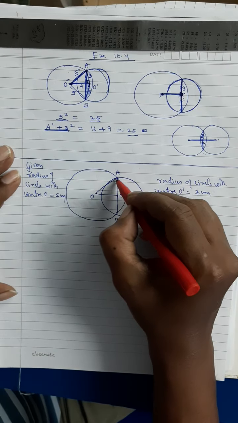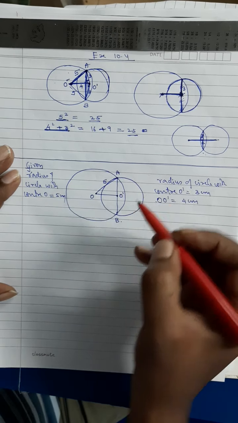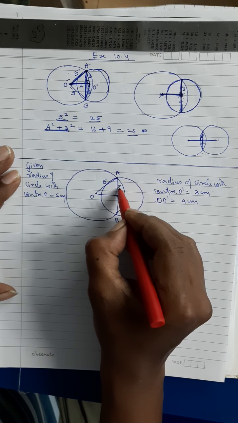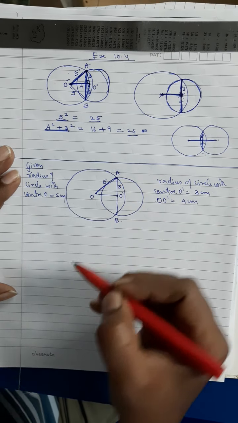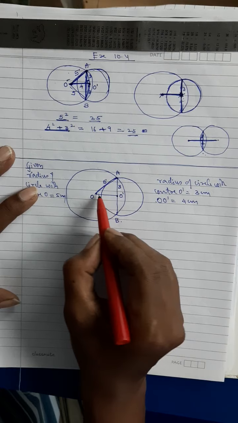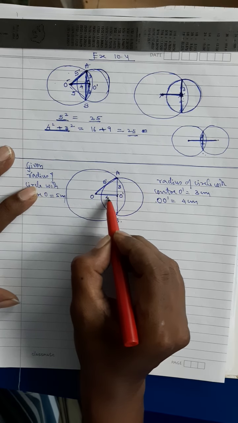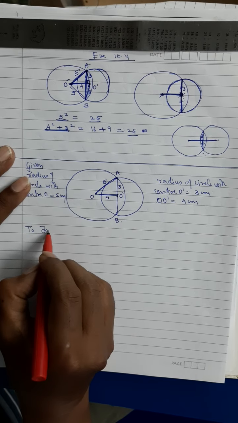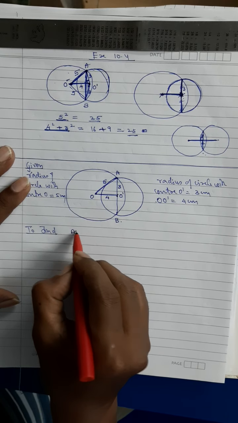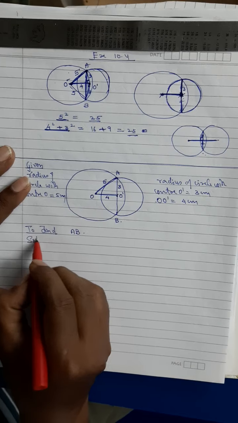Now OA is equal to 5. AO dash is equal to 3 because it is the radius of the smaller circle, and OA is the radius of the bigger circle. That's why it is 5. And this is the distance between the centers, so it is 4. To find AB. Now my solution starts.